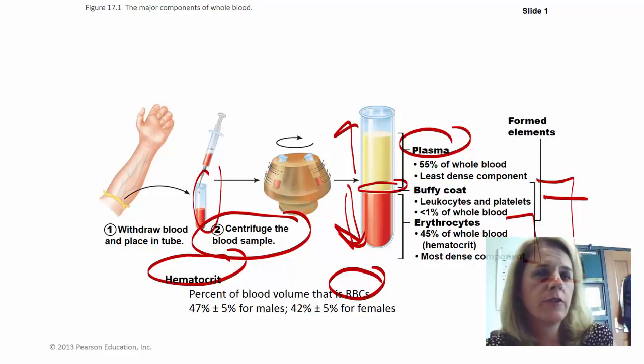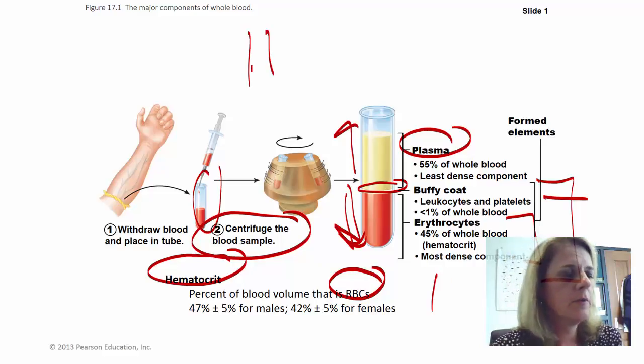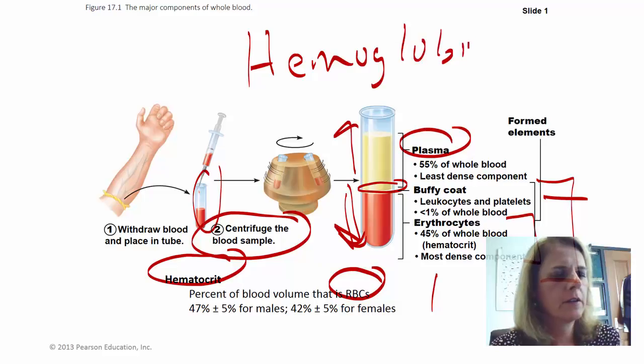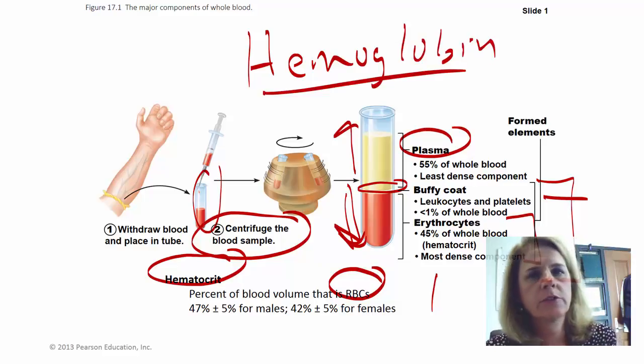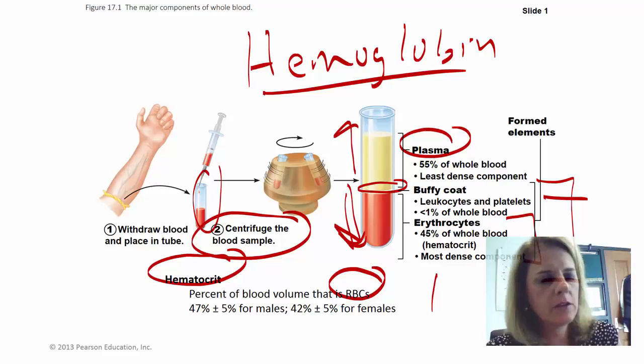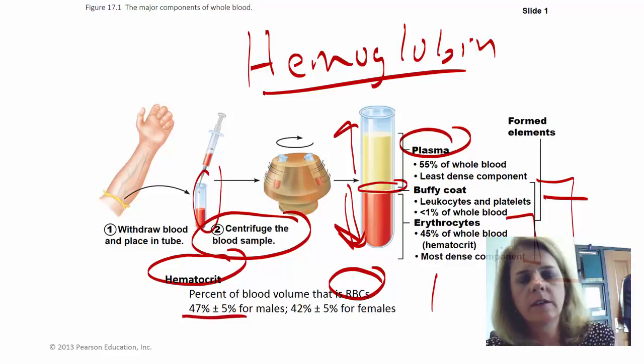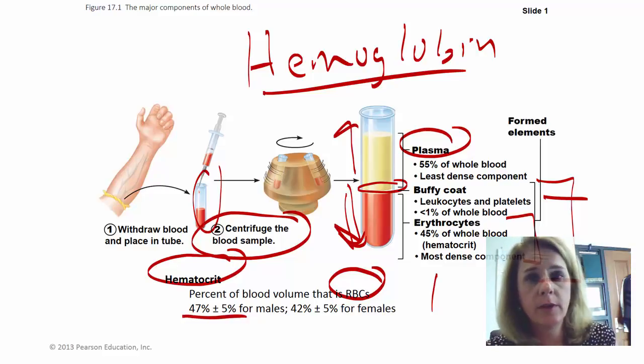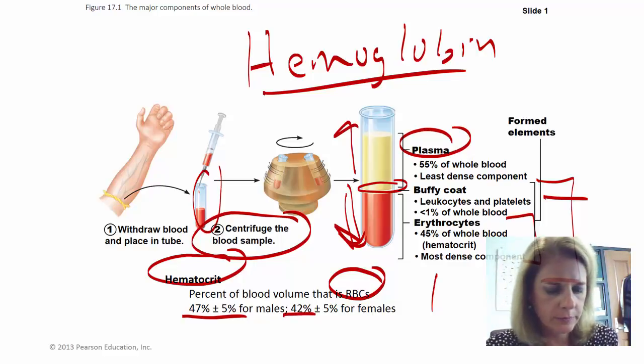And that's important if you're trying to figure out maybe oxygen carrying capacity if someone's anemic. You can also look at their hemoglobin levels, and we'll talk about that a little bit later, but you can also just do a hematocrit. In males, about 47% of your blood should be red blood cells. That should be your hematocrit. In females, 42 is a normal hematocrit, or percentage of red blood cells of the total blood.